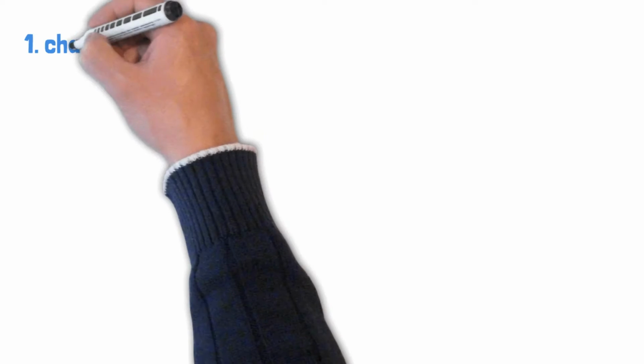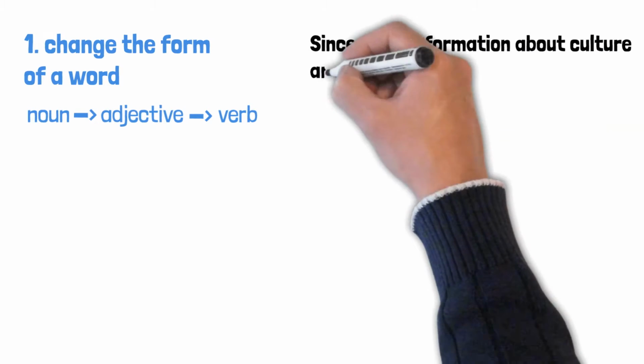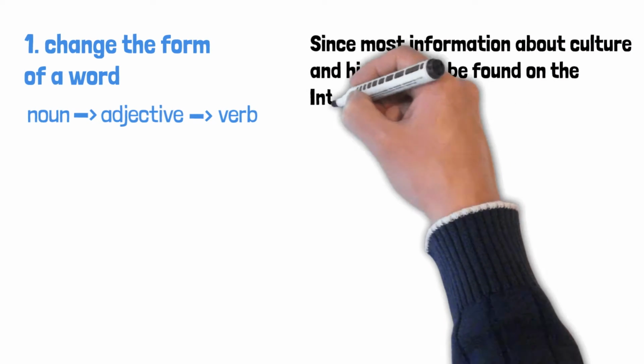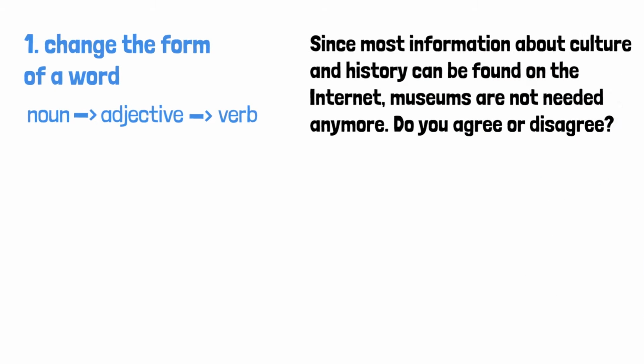So the first method is to change the form of a word. You can change a noun into an adjective or into a verb. Take this question for example. Since most information about culture and history can be found on the internet, museums are not needed anymore. Do you agree or disagree?